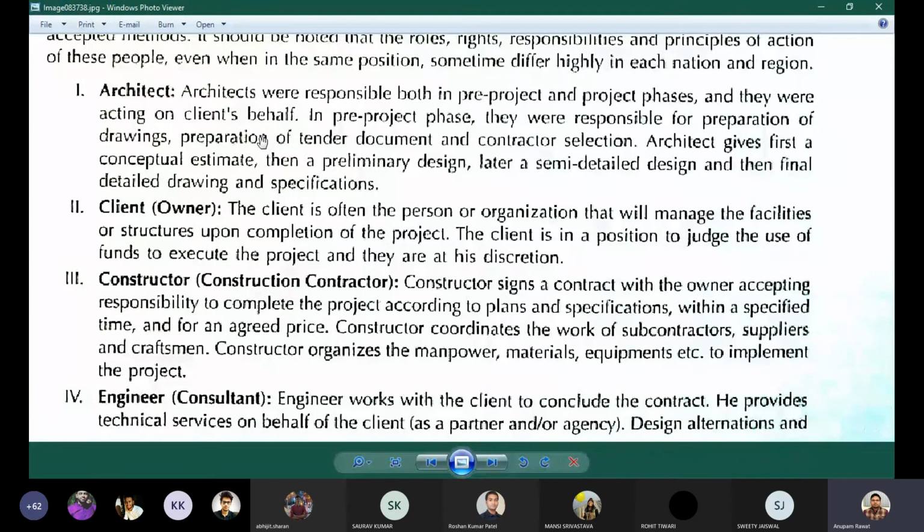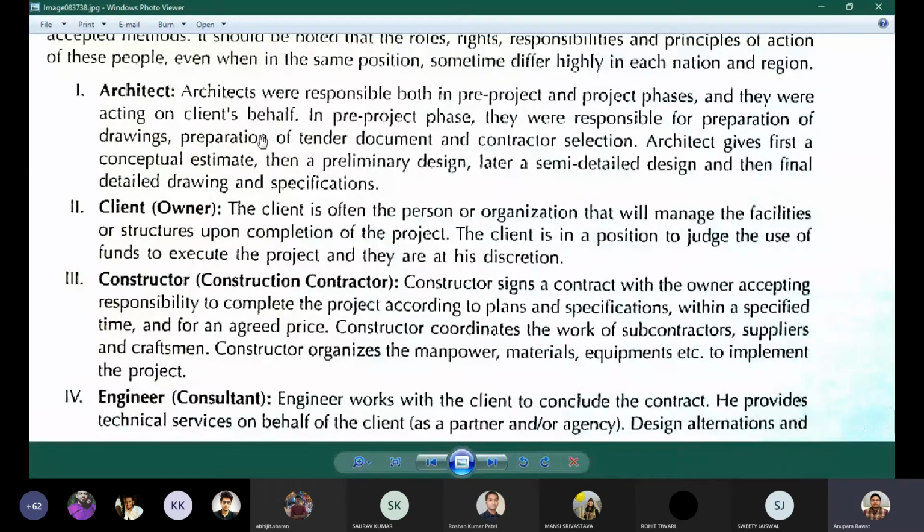After that, a second stakeholder is the owner. So the client is often the person or the organization that will manage the facilities or structure. Upon completion of the project, the client is in a position to judge the usage of the fund to execute the project, and they are at his discretion.